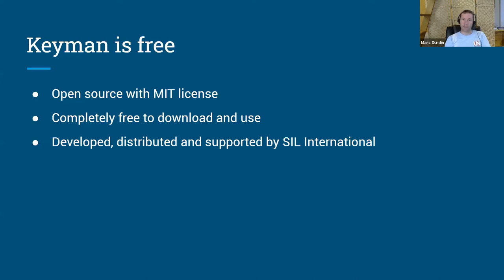If you do want to use Keyman and you don't like the way that we take it, you can fork it, which is what it's called when you make your own copy, and publish your own version. The only restriction is that you can't use the name Keyman in that instance. So we use the MIT license to try and give as much freedom to the community as possible when distributing Keyman.